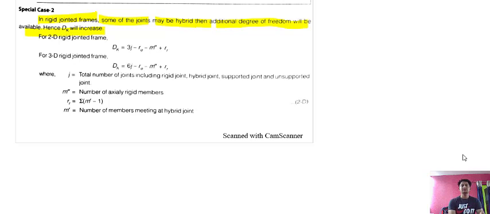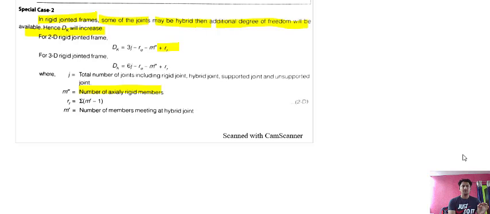So for a 2D rigid jointed frame, if there is a hybrid joint, you need to add the value of Rr, where Rr is the number of released reactions provided by the hybrid joint or internal hinge. The Rr value is calculated as in the degree of static indeterminacy: summation of m' minus 1, where m' is the number of members meeting at the hybrid joint, and m'' is the number of axially rigid members.